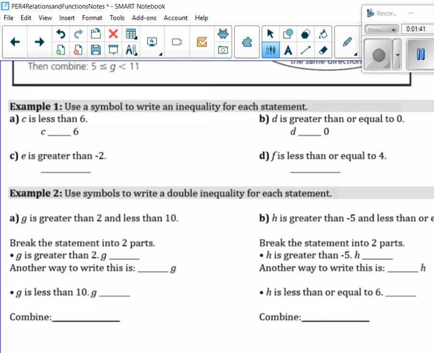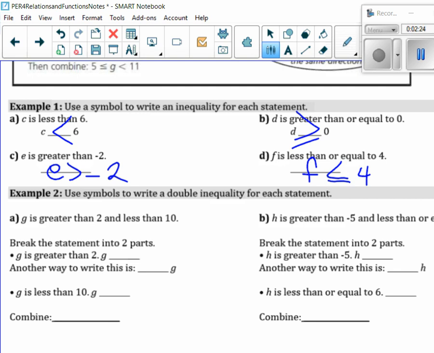So let's practice here. I'm going to give you a second to do example 1. You need to translate the words into symbols. Actually, do example 1, and then we'll go over it. Okay, you should have a less than sign like that. For A, greater than or equal to, you have the extra line underneath that. E is greater than -2, looks like that. F is less than or equal to 4, has the extra equal sign underneath the less than sign there. So did everybody get that right? Okay, good. So now we're going to practice the double inequalities.